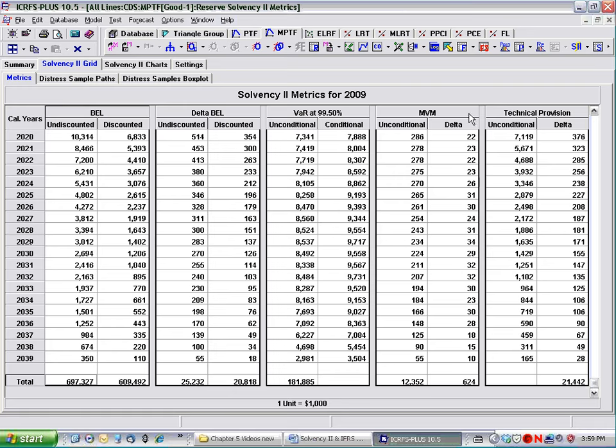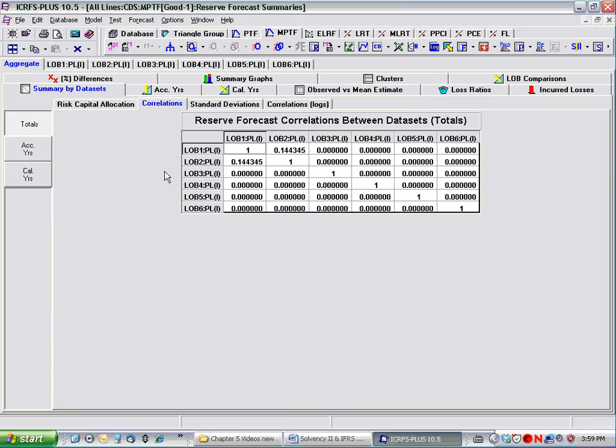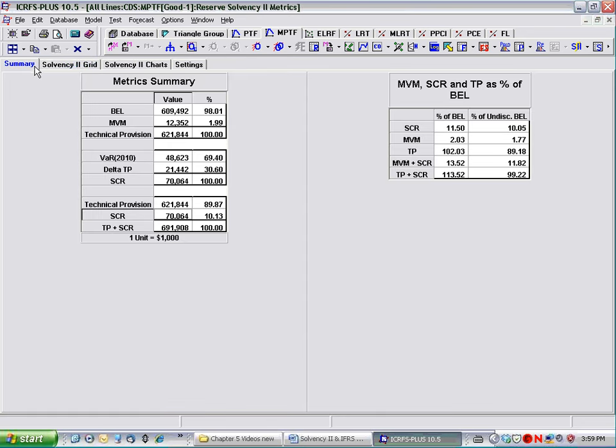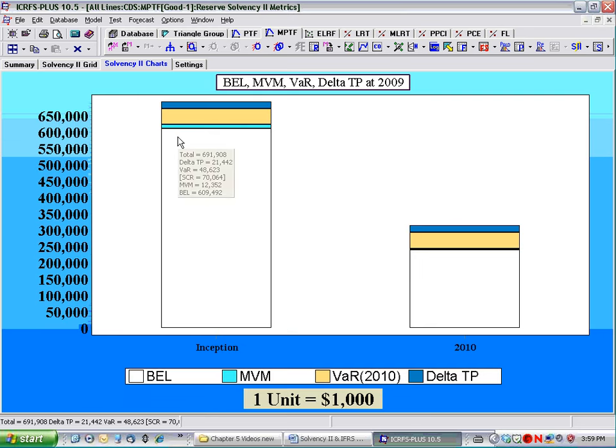Let's find out what the correlations are in the reserve distributions. Again, LRB comparisons, summary by data sets, correlations. Well, the LRB1, LRB2, the correlation is very small, all the other correlations are 0. You get a lot of risk diversification credit, and therefore the total capital at inception is about the same as the undiscounted reserves. Let's look at the charts. The total capital at inception is 691 million, and it's about the same as the undiscounted reserves.